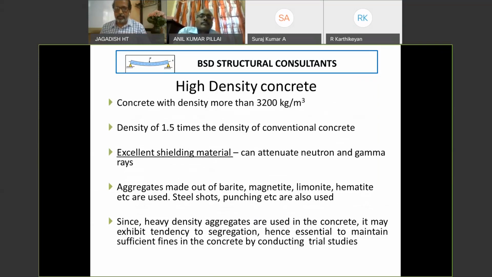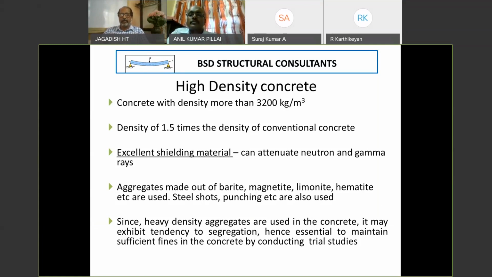Okay, so we talked about the requirement of RCC-G code on concrete. Now let us talk about different types of concrete that are used in a nuclear power plant. Of course, normal concrete is already there, so I don't want to talk about normal concrete. Skipping normal concrete, I'll go to other concretes. We have something called high density concrete.